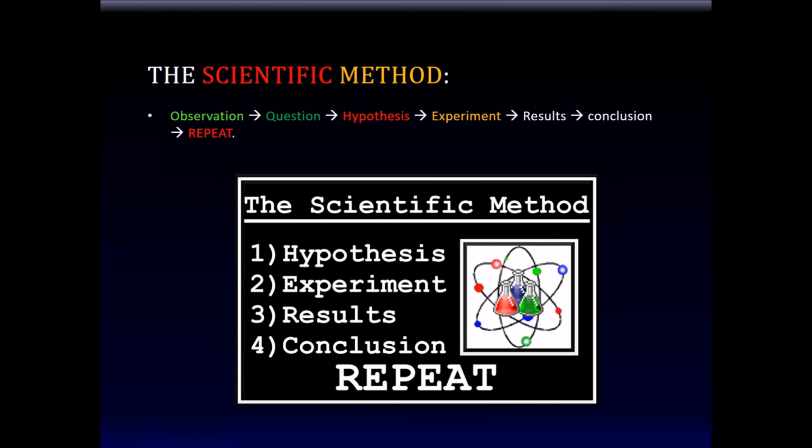Okay, so this is the scientific method. Very important. A lot of people know it. They memorize it: hypothesis, experiment, results, conclusion, repeat. But there are nuances to the understanding of the scientific method. That's what you must understand.